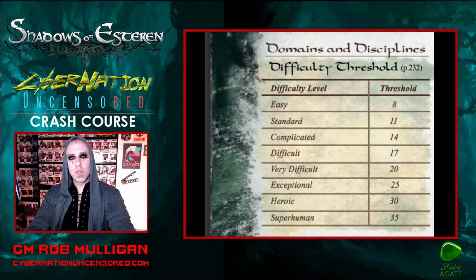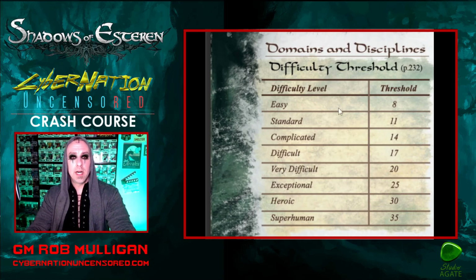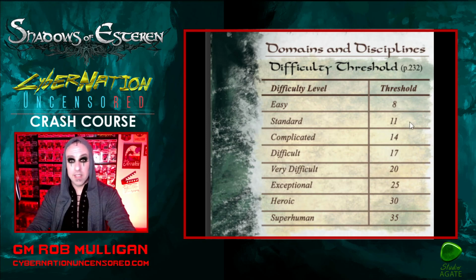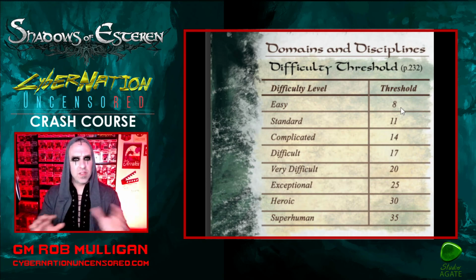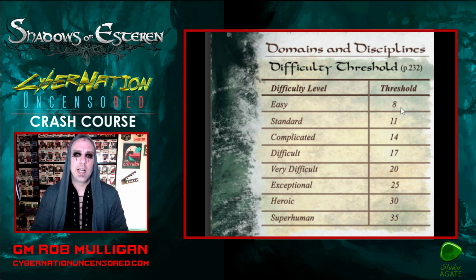Now let's go over those difficulty thresholds that you're trying to match or beat that were set by your game leader. You can see right here, I have the little chart set up. You have easy, standard, complicated, all the way up to superhuman. And those suggestions are 8, 11, 14, all the way up to 35. Now, you can use numbers in between these, but these are a general guideline. These will kind of give the game leader guidance and a sort of standard to work with.